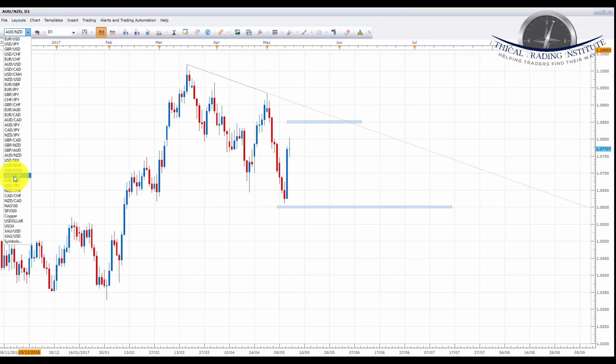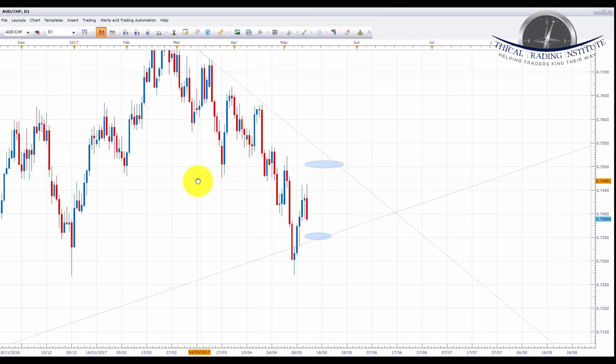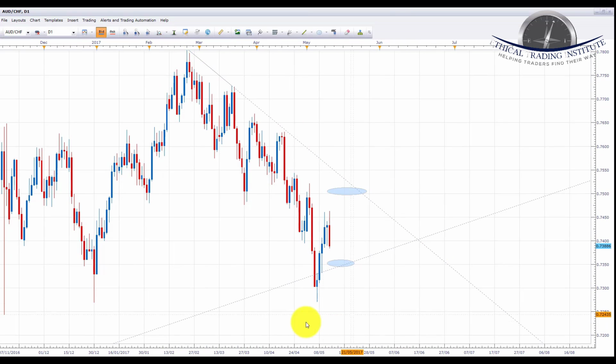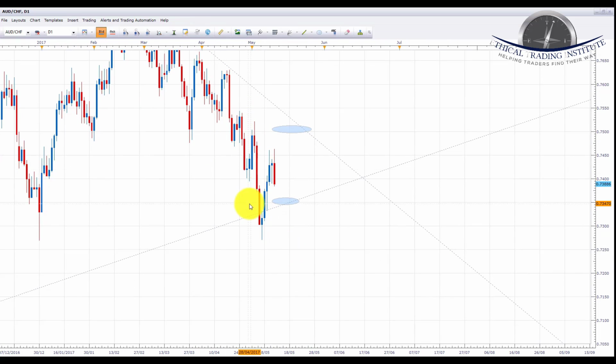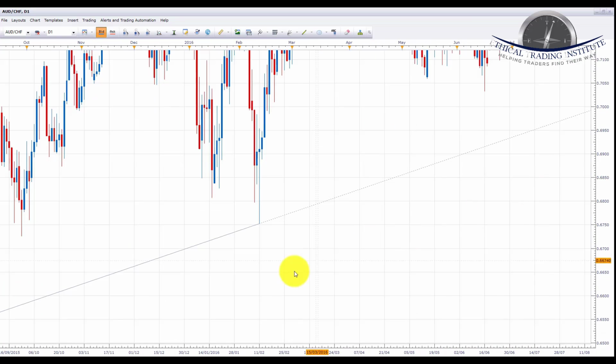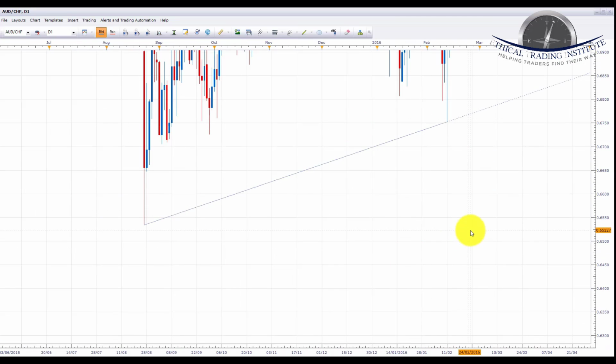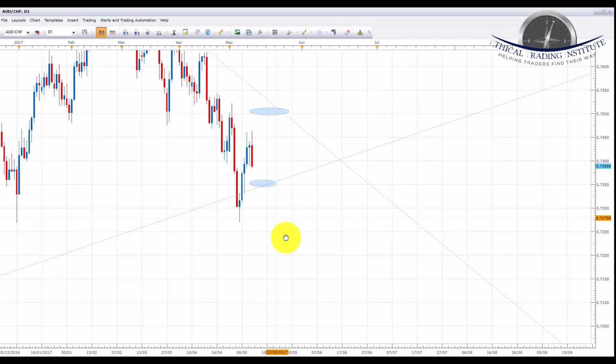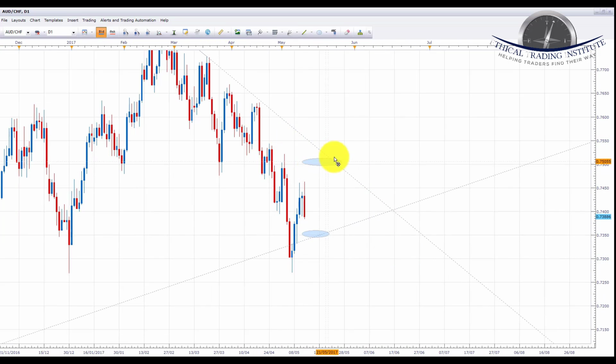Aussie franc. Aussie franc, simply put, is in this big wedge here. It is trending down, however, it bounced on this major upward sloping trend line. If I go back, you can see we've got 1 point down, 2 points down here. It did bounce off of here, so we could now be seeing a retest of the top of the wedge here and the 0.7500 level.